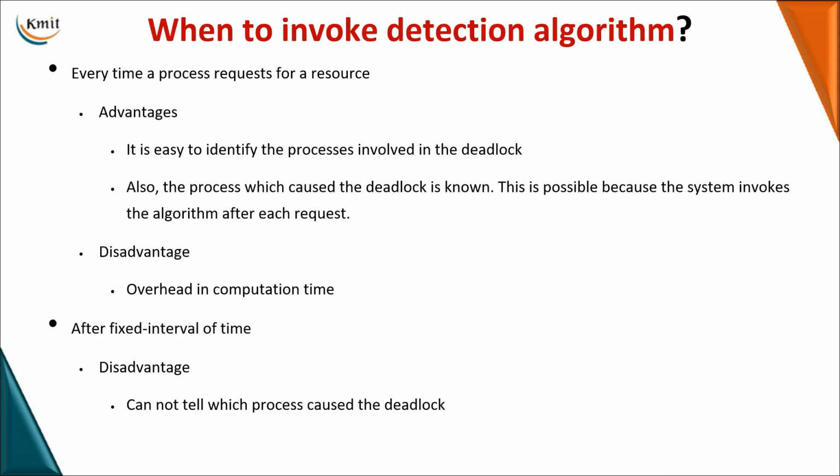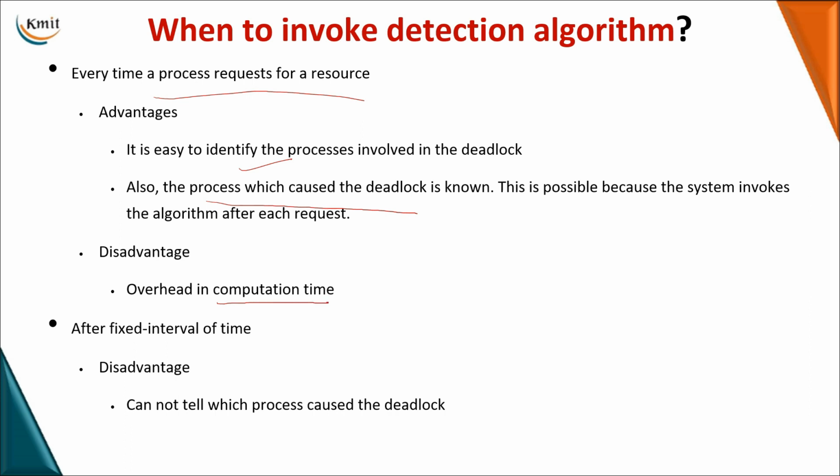Now, we have seen how to detect the deadlock. Now, when do you actually go for invoking this detection? So you have two options. One is every time whenever a request is made, you invoke this detection algorithm. Advantages: it is very easy to find, and after you know which process has been deadlocked, you will be able to preempt that particular resource. You will know which process has caused the deadlock. But the disadvantage is every time a process is requesting, you have to go through that algorithm, which involves more computation time.